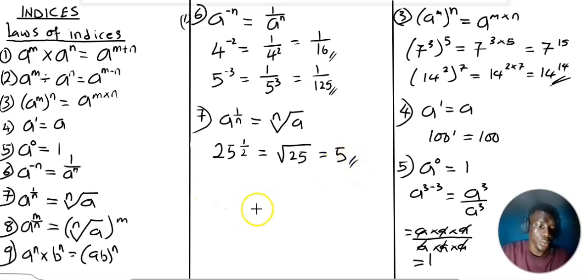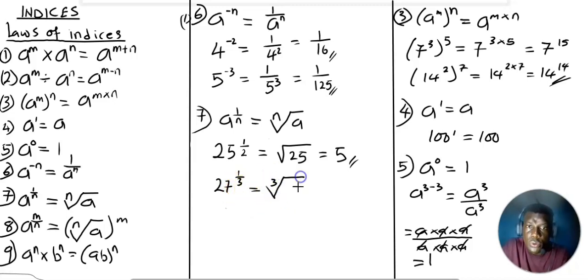Let's have another example. You have 27 raised to the power 1 over 3. This is equal to the nth root, which is 3, so that's going to be the cube root of 27. The cube root of 27 is 3. So that's equal to 3. Can you say it now? The root will be gotten from the denominator of the fraction. Are we good?